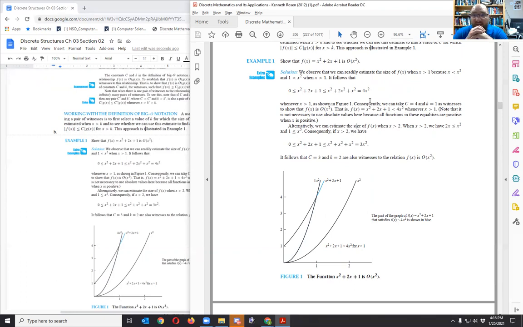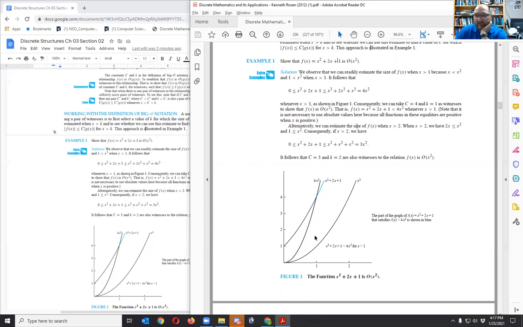Okay, so it's asking to show that f of x is on the order of x squared, and f of x is equal to x squared plus 2x plus 1. So essentially, what they're showing is you can use any value of x that you want. And then what they're saying is, all right, let's pick 1, because if we're using an x bigger than 1, that's basically saying a starting point for where our graph is going to start. And that's this point right here in this graph down below. So that's our k value in this case, which is 1.